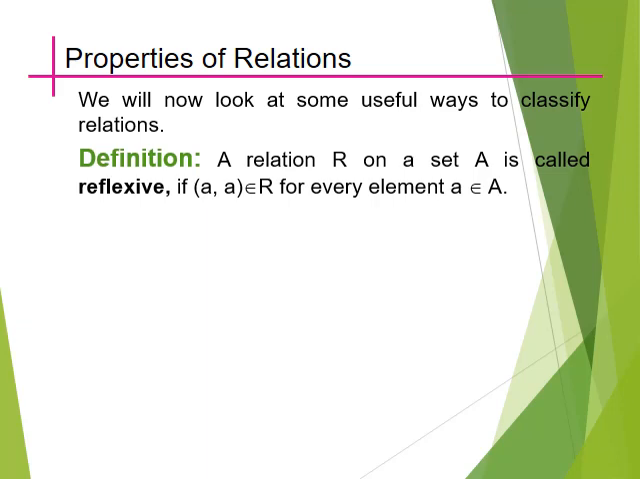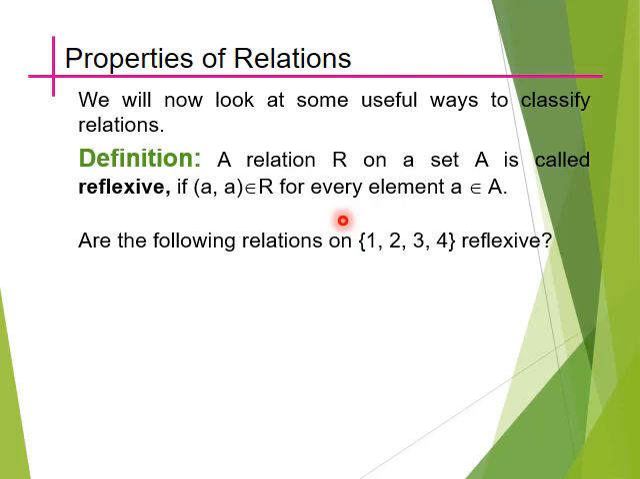If (A, A) belongs to R, for every element A belonging to A, यानी कोई एलिमेंट A अपने साथ उसका रिलेशन है, यानी (A, A) अगर रिलेशन में मौजूद है तो हम उसको कहते हैं कि वो रिफ्लेक्सिव रिलेशन है. Are the following relations on {1, 2, 3, 4} reflexive?